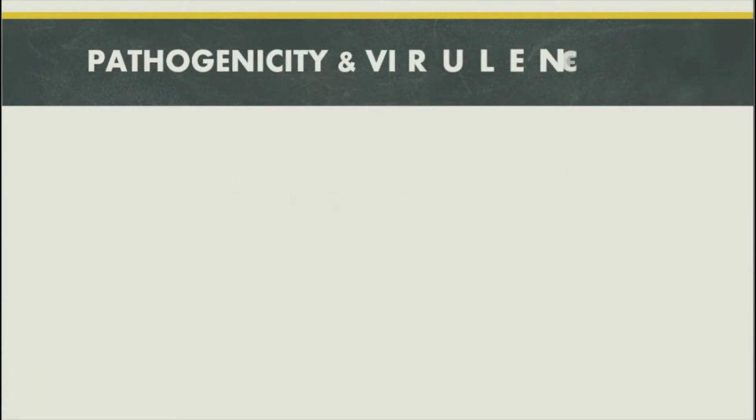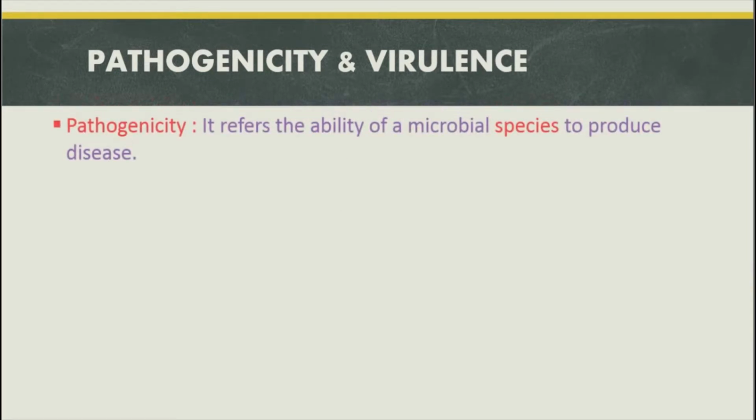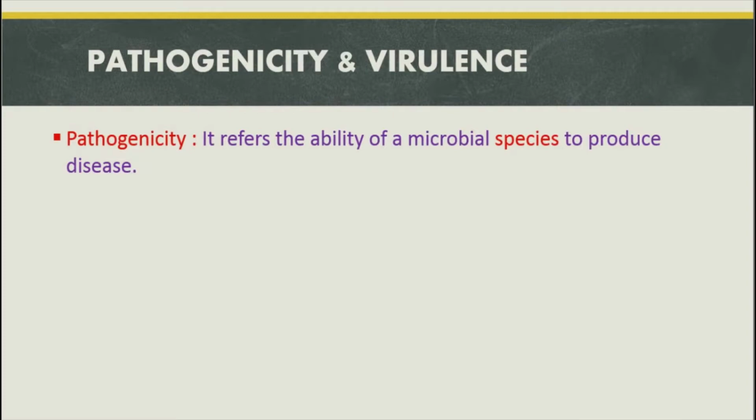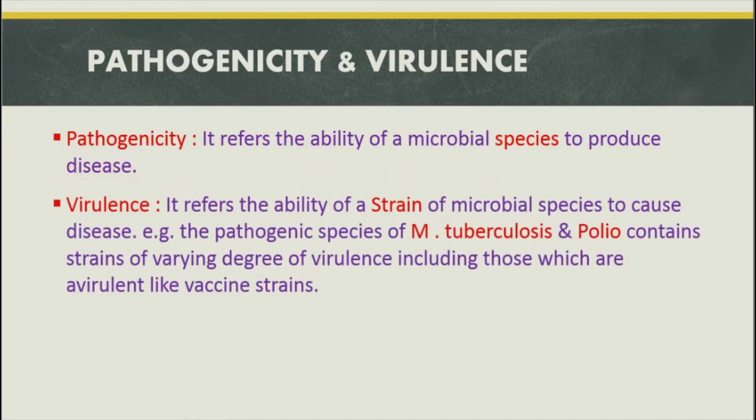So, first let us see these two terms, what is pathogenicity and virulence. Pathogenicity refers to the ability of a microbial species to produce disease. Here one thing you remember, the term pathogenicity is related to the species, while the term virulence is related to the strain of a species. Virulence refers to the ability of a strain of a microbial species to cause disease.